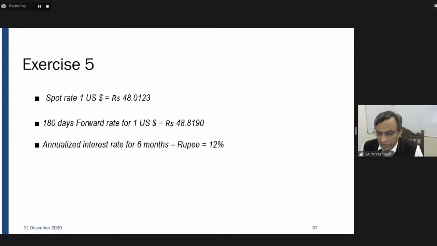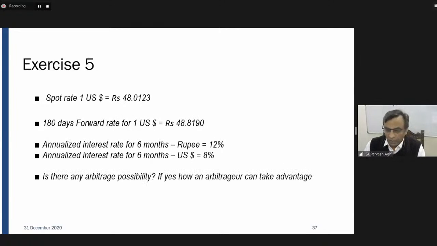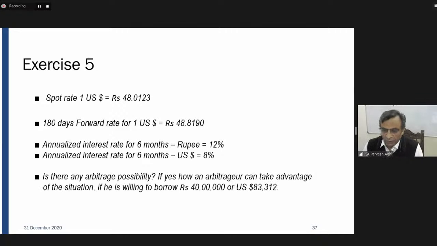Now, annualized interest rate for 6 months rupee is 12%. So India, the annualized rate of interest is 12%, and annualized interest rate for 6 months in US is 8%. So these are the annual rates which are given to you: 12% for India and 8% for US dollar. Is there any arbitrage possibility? If yes, how can an arbitrager take advantage of the situation?